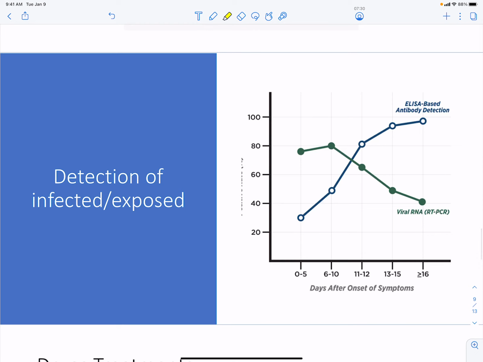Now, detection of infected or exposed, so again, we're looking at days onset of symptoms. And so you're looking at antibodies detected by ELISA. So this is just giving you whether the patient has antibodies, whether the body has seen the virus. And then you're looking at viral RNA. Is the virus actually there? Can you detect it? Is it replicating? And so early on in the infection, you can see that detection of the viral RNA is going to be the best way to detect whether a person is actively infected.